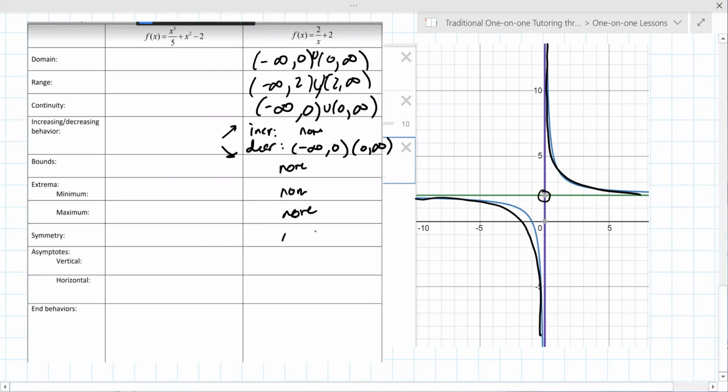Symmetrical about the origin? No, because it's not the origin. There is origin symmetry, but this one's moved up a little bit. It's not a real symmetry. Got it. This one does have a vertical asymptote. We just mentioned it's x equals 0 and y equals 2.